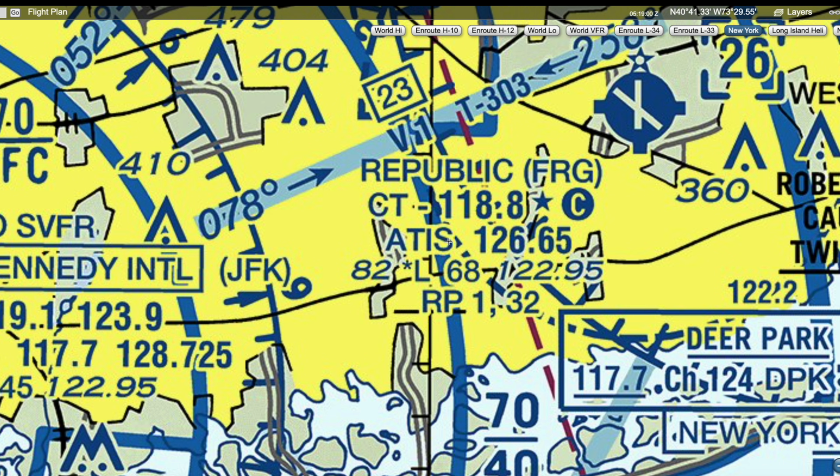But anyway, do you see that this airport has an RP, then a number 1, then comma, 32? What does that mean? Do you know? Well, let me tell you. Whenever you see RP in the information block at the bottom and then numbers after it, for example, 1, 32, that means that both runway 1 and runway 32 follow a right-hand traffic pattern.